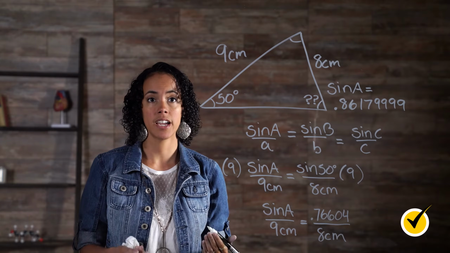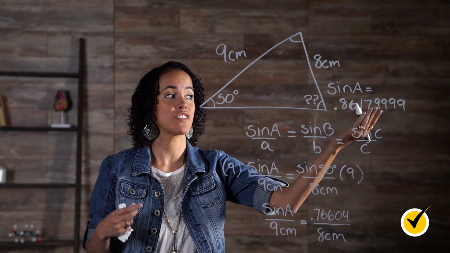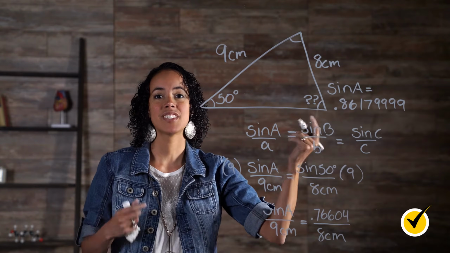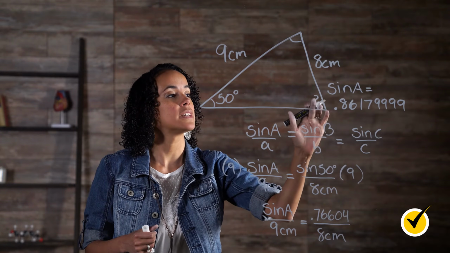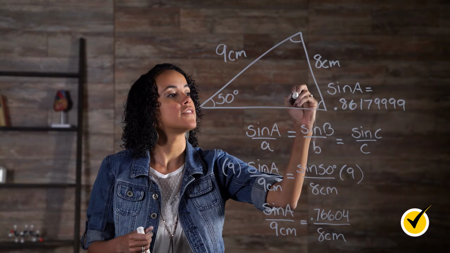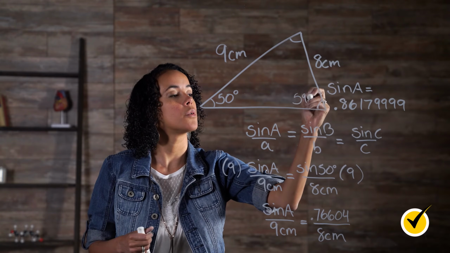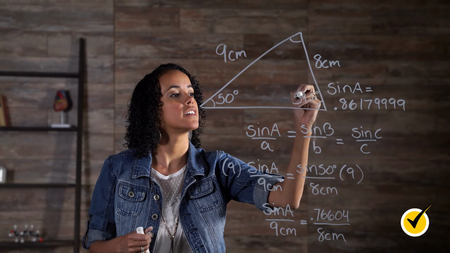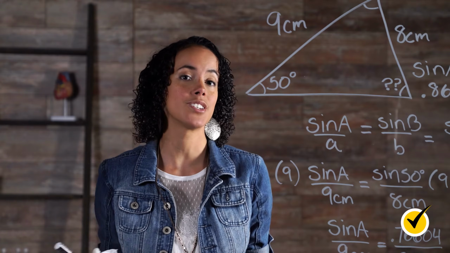Taking the inverse sine of 0.86179999 gives us an angle of approximately 59.5 degrees. That's all there is to it.